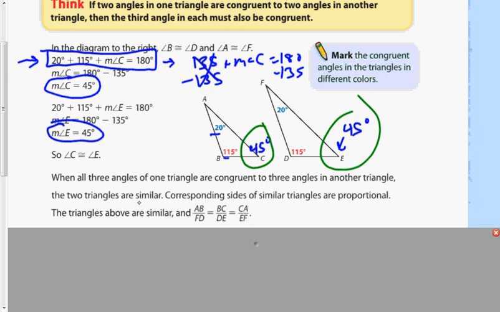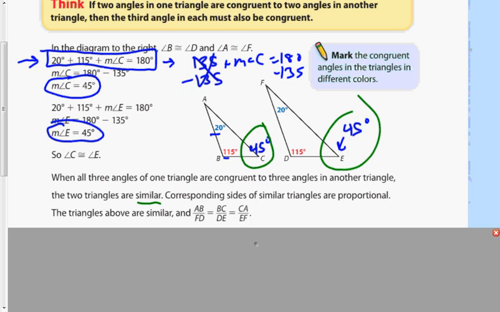So when all three angles of a triangle are congruent to three angles in another triangle, the two triangles are called similar. And we've talked about similar versus congruent. Similar means it's the same shape, just a different size. It looks similar, but it's a bigger or smaller version. It's like it's dilated. So corresponding sides are proportional.